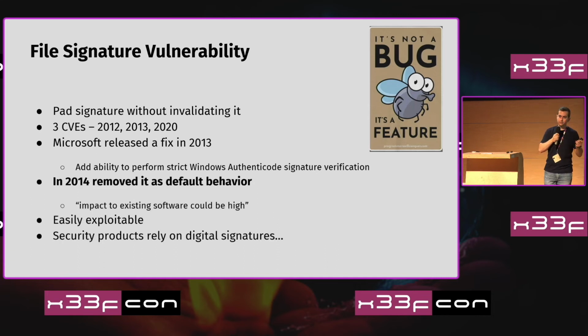So what happened is in 2014, just a year later, Microsoft removed this fix as default behavior. You have to actively change a few registry keys in order to have this fix applied to your machine. What they said in their blog post is that impact to existing software could be high, and we prefer not to do this as default behavior. You just saw in the previous slide how easily exploitable this issue is, and as we said before, many security products rely on digital signatures.